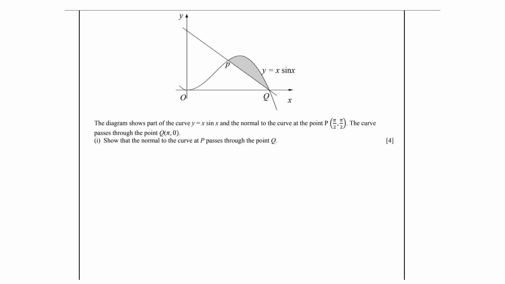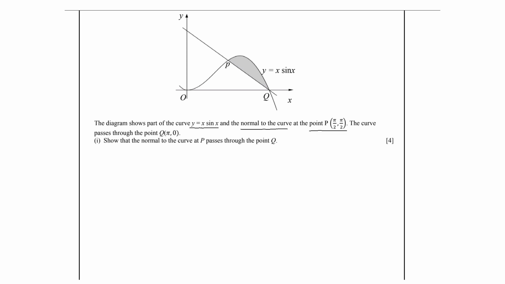Question 11. This question is from topic calculus. Here in this question, we have a curve whose equation is y equals x times sine x. This curve passes through the point P whose coordinate is (pi by 2, pi by 2), and the curve also passes through the point Q whose coordinate is (pi, 0). And we have a straight line which is the normal to the curve at point P.